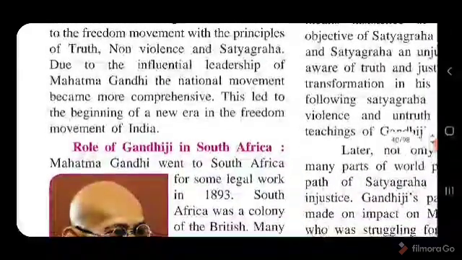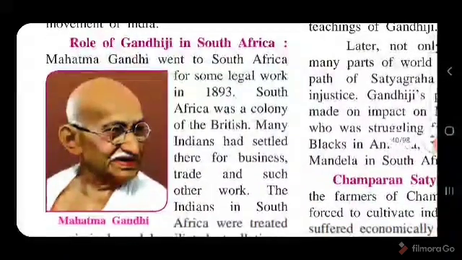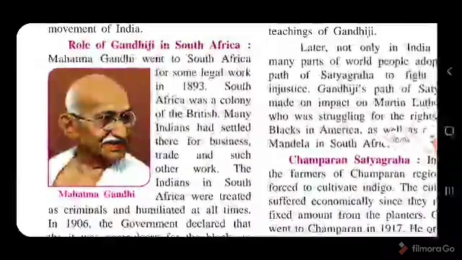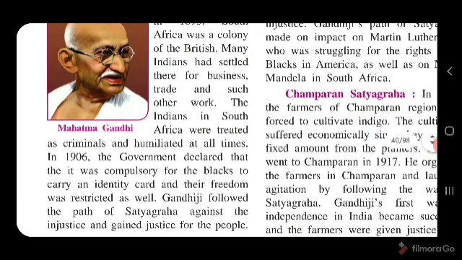Okay, now what is the role of Mahatma Gandhi in South Africa? Mahatma Gandhi went to South Africa for some legal work in 1893. South Africa was a colony of the British. Many Indians had settled there for business, trade and such other work. The Indians in South Africa were treated as criminals and humiliated at all times.